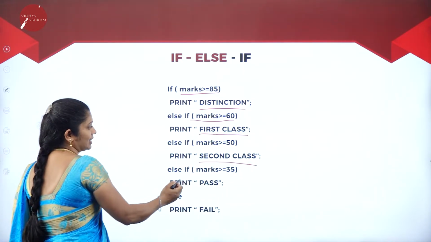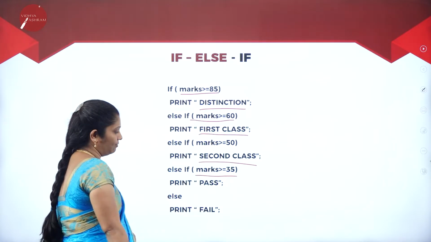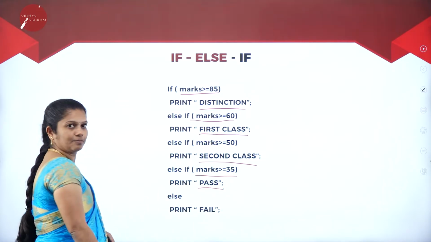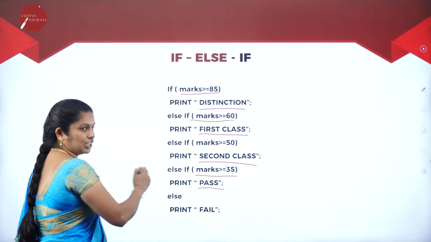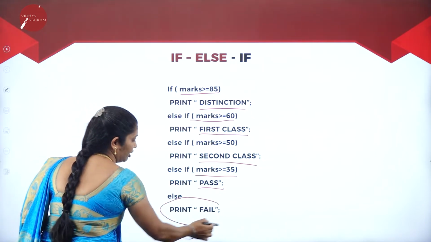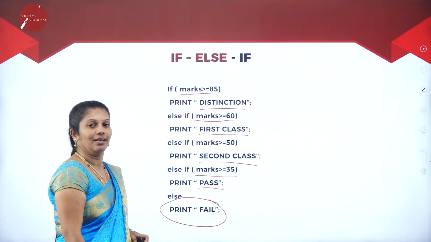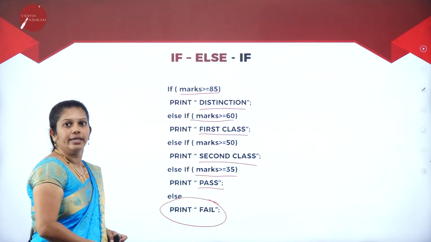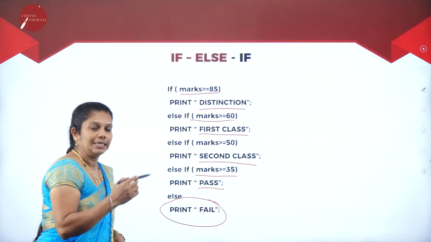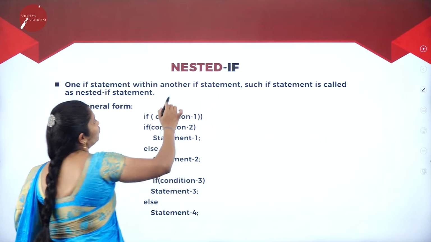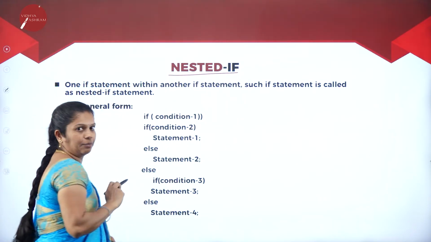Then once again, else if marks is greater than or equal to 35, then it will display pass. If all the conditions are not satisfied, finally it will display the default value, that is fail. Finally, else, the default value here it will display. That's why it is called multiple way branching. Next we will move on to the nested if statement.